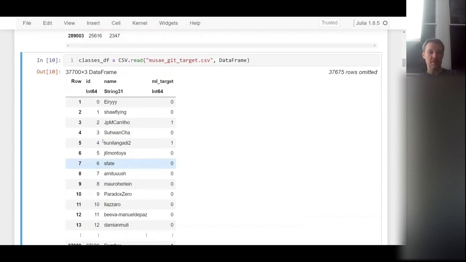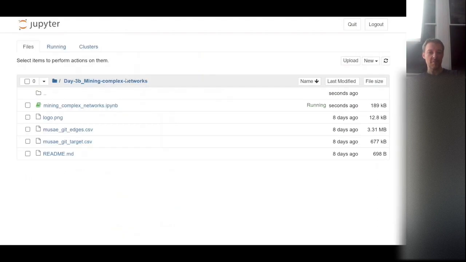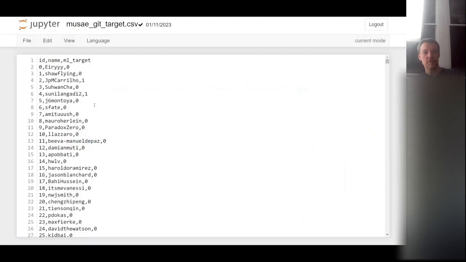The second information that we will want is information about the developers. The information about developers is in the second file, which is called music-git target CSV, and it has 3 columns: the ID, so the number of the developer, and the name of the developer, which we will not use, but it's just there. For example, I don't know, we cannot look it up here, but we could look for some developer in this, yeah, here.